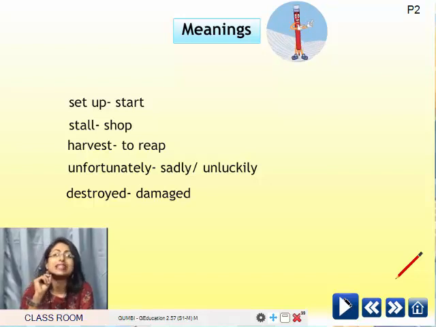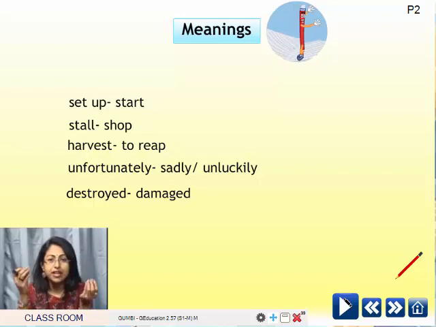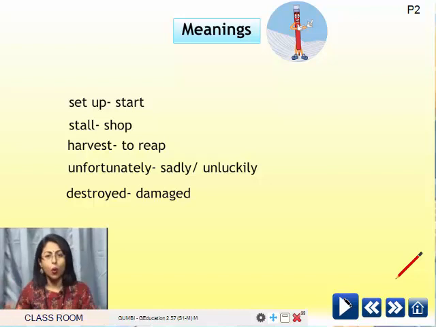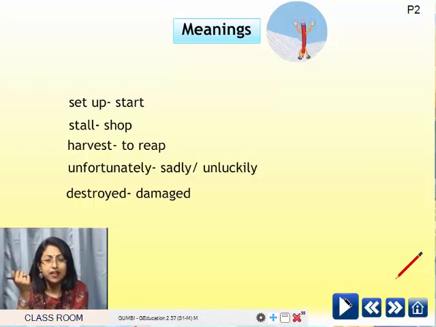The first word, set up. The meaning of set up, to start. For example, I say, let us set up our own cricket team. So let us begin our own cricket team. So set up means to start. Clear, students? Good. The next one is stall, shop. For example, I could say, my father has opened a new juice stall.